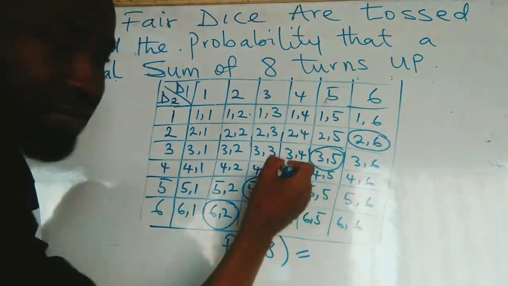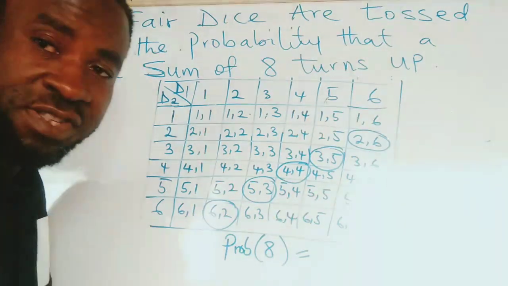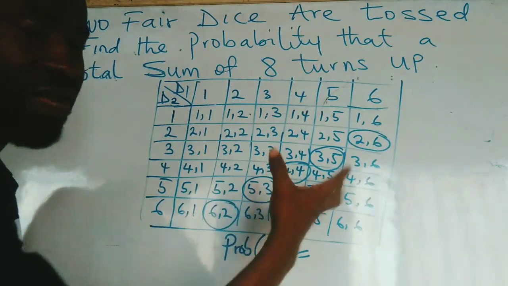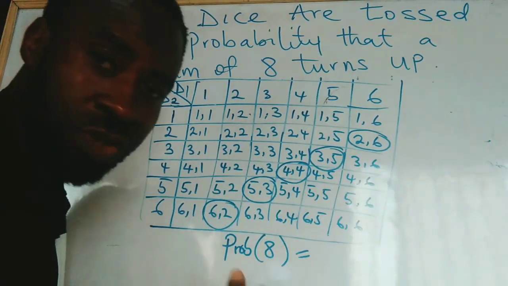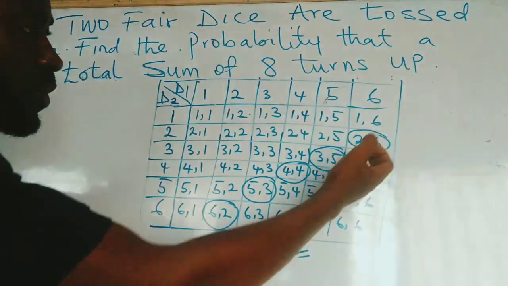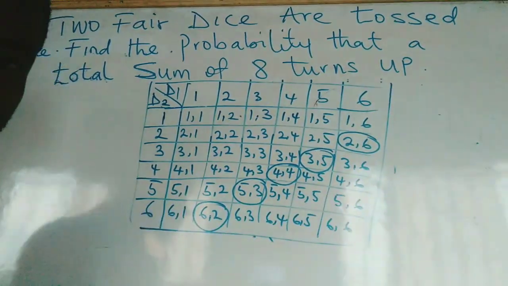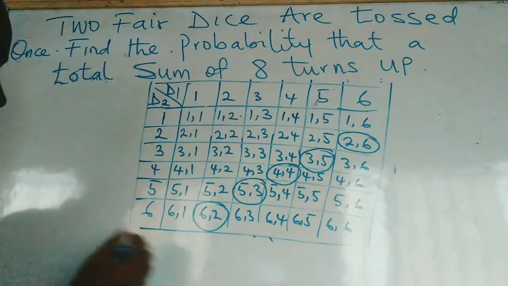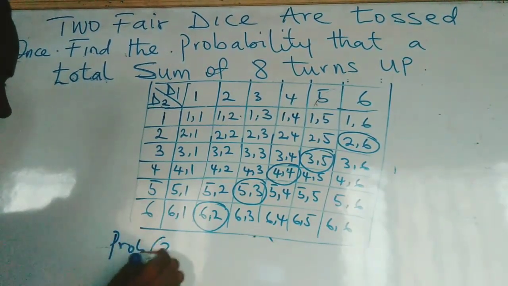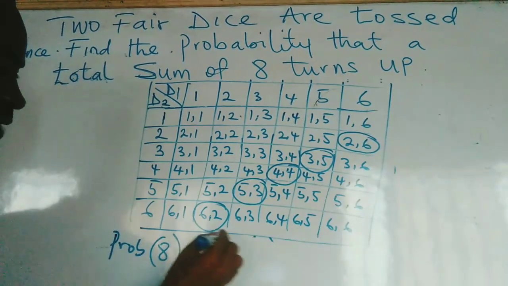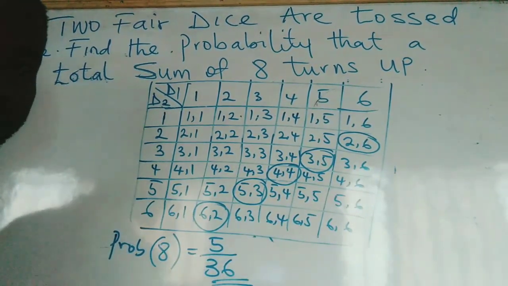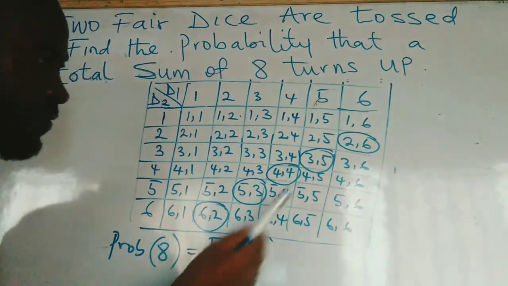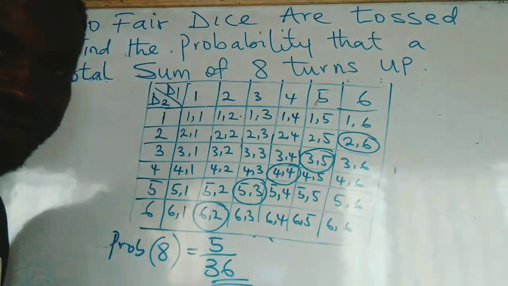All these pairs I have circled, they are the ones that if you sum them up, they will give you 8. Remember that what you see here represents the faces that turn up for each of the dice. So if you sum them up, this gives us 8. So how many are there? Let's count them. 1, 2, 3, 4, 5. So our probability that 8 will turn up is 5 over 36. So this is the solution to this problem.